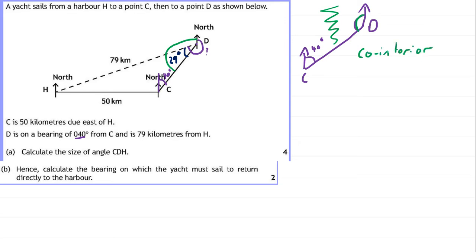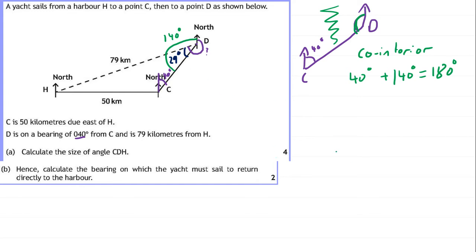These are co-interior angles. So this green angle plus something, plus this green angle is 180 degrees. So we looked at that last time with co-interior angles. So I'm hoping that you're going to tell me that this green angle is 140 degrees. Again, we've used just our facts about co-interior angles there.